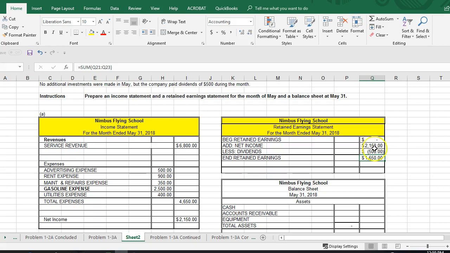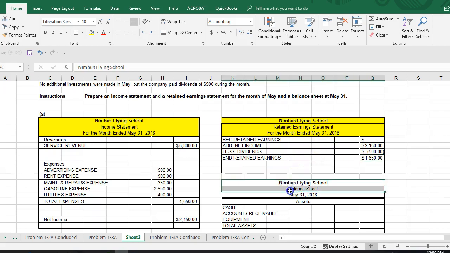Our beginning balance was 0. We earned net income for $2,150. We paid out $500 in dividends. Therefore, our ending retained earnings is $1,650. 2 statements down, 1 to go.